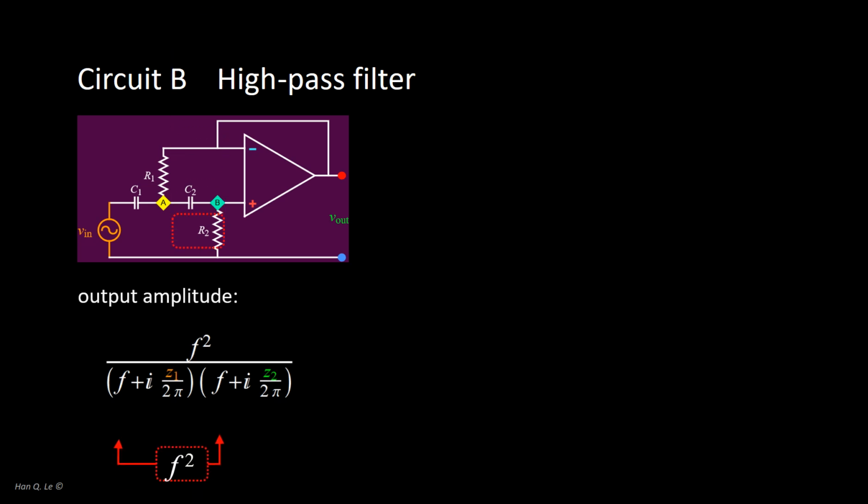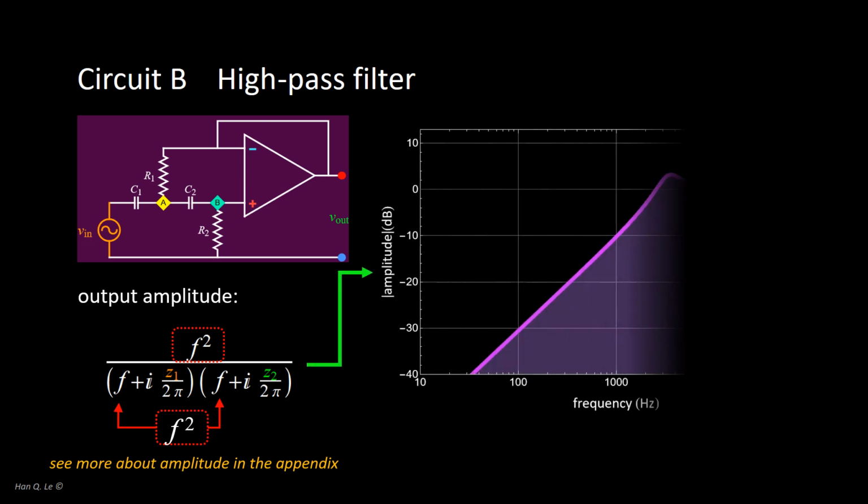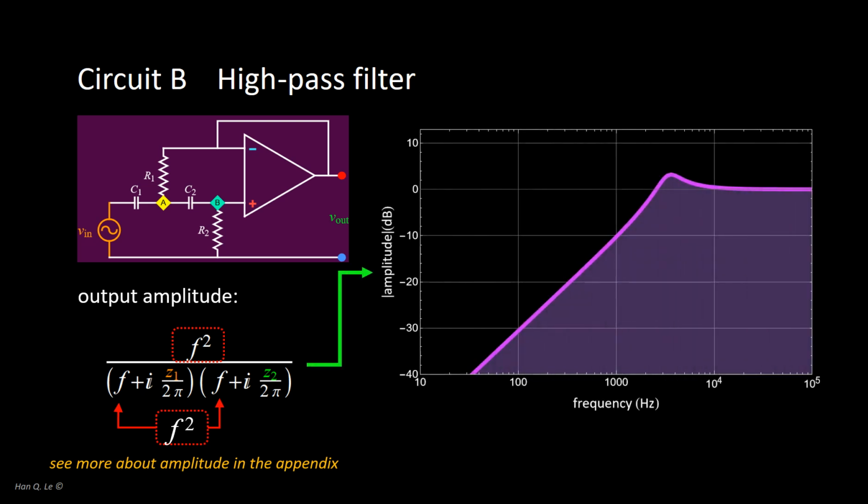Notice that there are the f² terms in the expression for the output amplitude. Hence, the circuit is said to be of the second-order type. This is different from the circuits of Lab 5, where only first order of f appears in the expressions of the outputs.